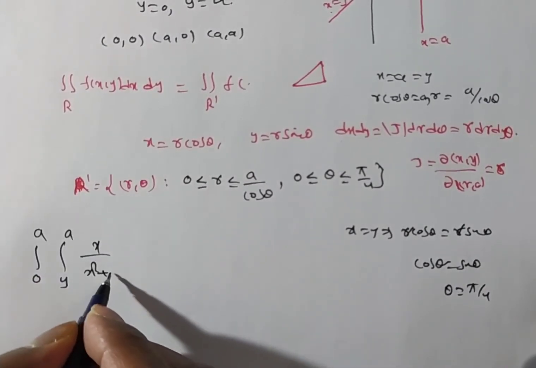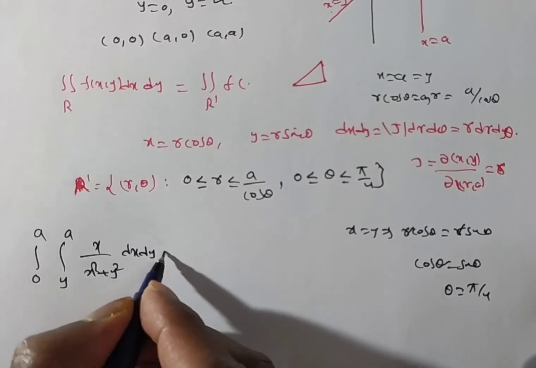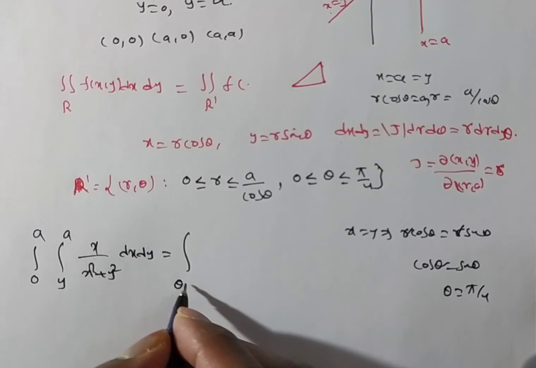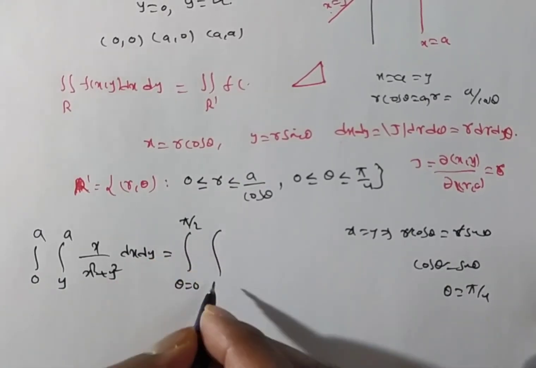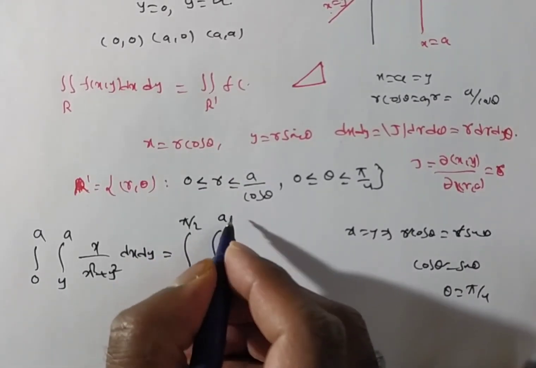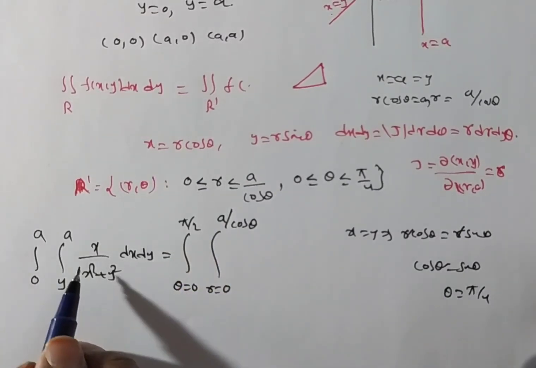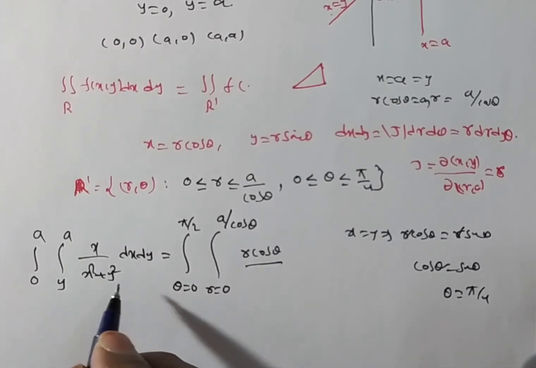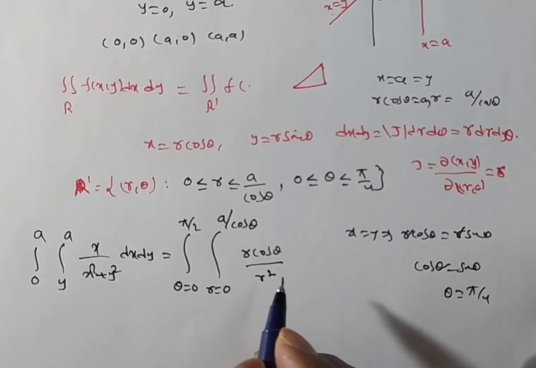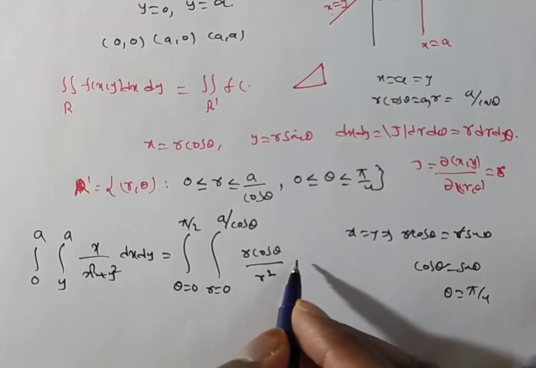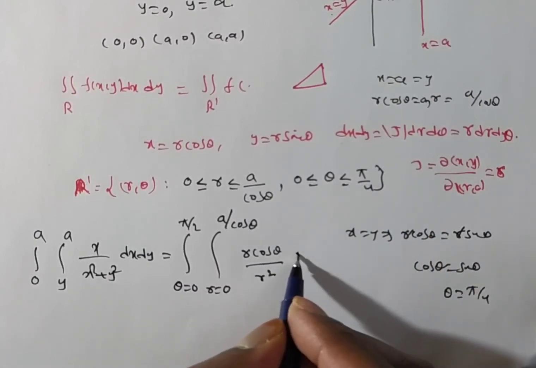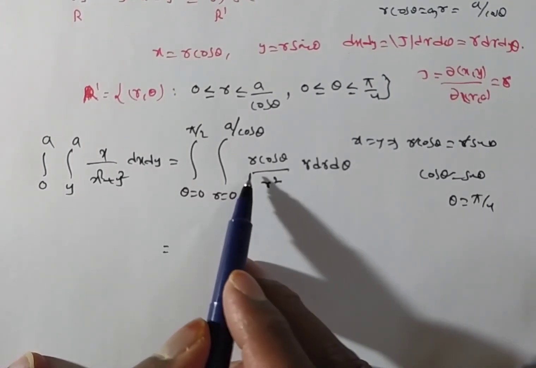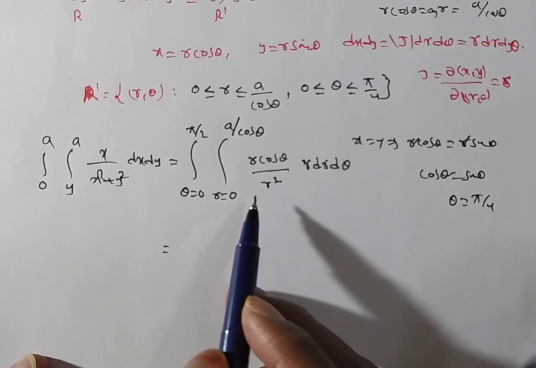Now the given integral, I am writing integral from 0 to a, integral from y to a, x by x square plus y square dx dy, is equal to, first I am writing the independent limits, that is theta. Theta is from 0 to pi by 4, and the r limit now I am writing. r is from 0 to a by cos theta. And x is equal to r cos theta. What is x square plus y square? x square plus y square is equal to r square. Yes or no? Next, into dx dy. What is dx dy? r into dr into d theta. So in this case you see numerator r into r cos theta, denominator r square.